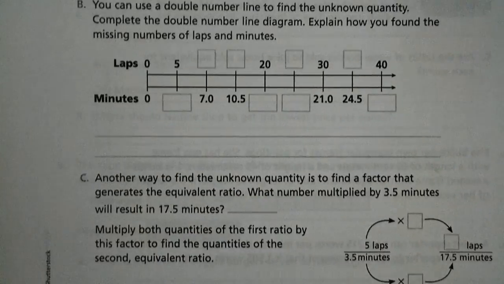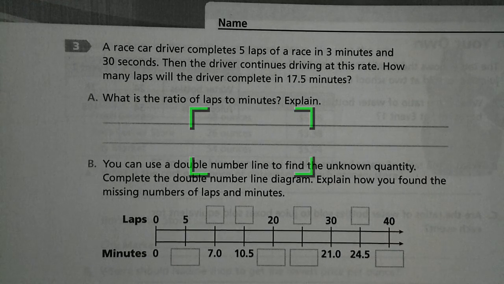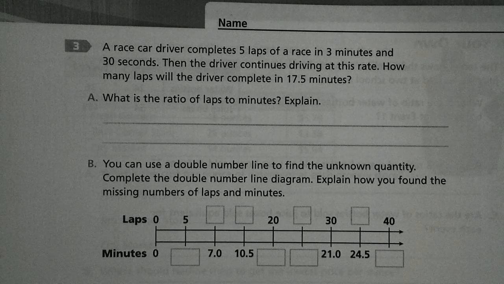So let's look at number 3. This is our double number line. So it says a race car driver completes 5 laps of a race in 3 minutes and 30 seconds. Then the driver continues driving at his rate. How many laps will the driver complete in 17.5 minutes?